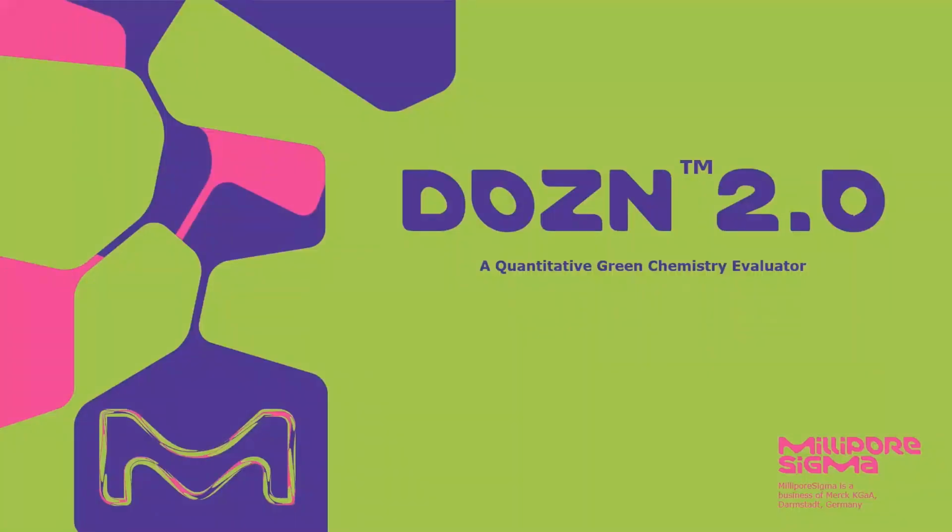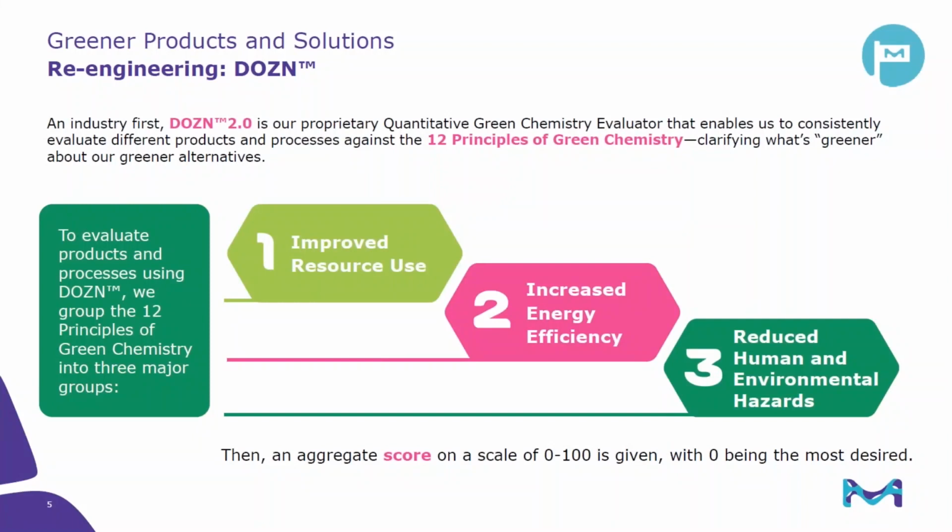So DOZN 2.0, how this thing works is, if you look at the 12 principles of green chemistry, 6 principles talk about resource use, 1 principle energy efficiency, and 5 principles talk about environmental and human hazards. So we group them: the 6 principles as improved resource use, 1 principle as energy efficiency, and 5 principles for human and environmental hazards.